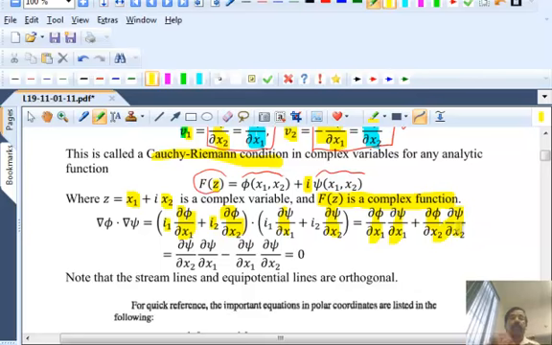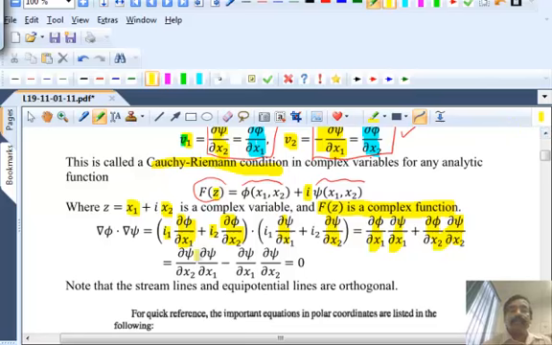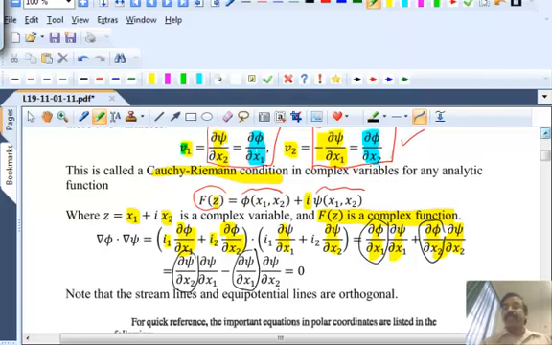Now I use the Cauchy-Riemann condition, okay? So d phi dx1, if you remember, is the same as d psi dx2. That is, this first term here is the same as d psi dx2. And similarly, d phi dx2 is the same as minus d psi dx1 from the second equation there. We already established that.